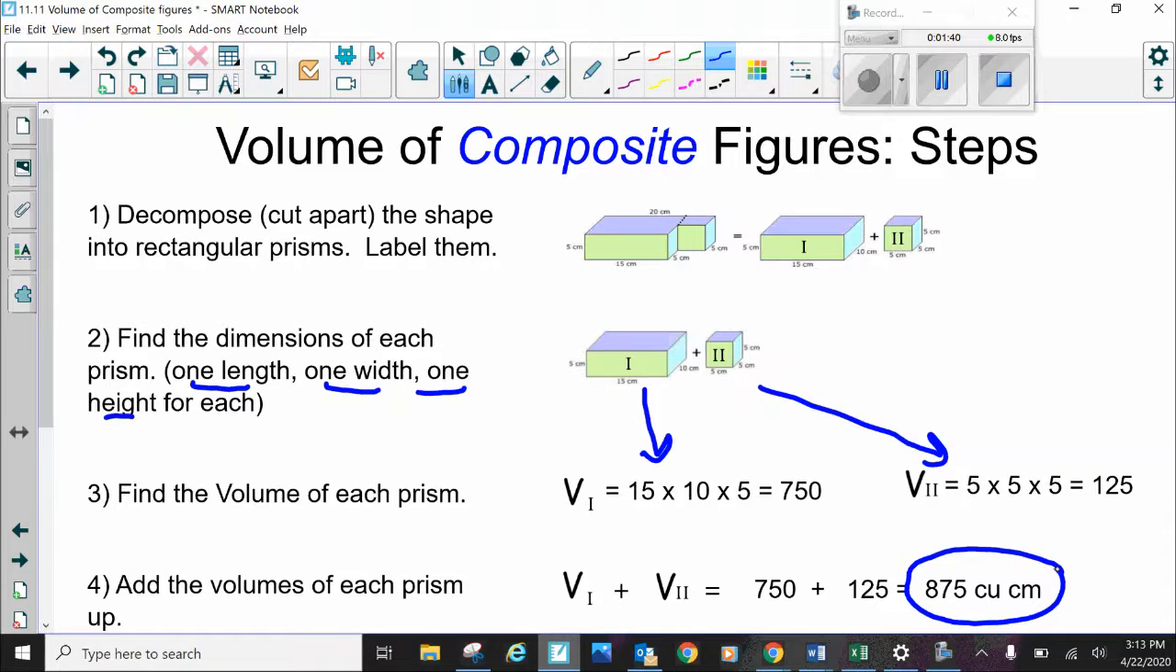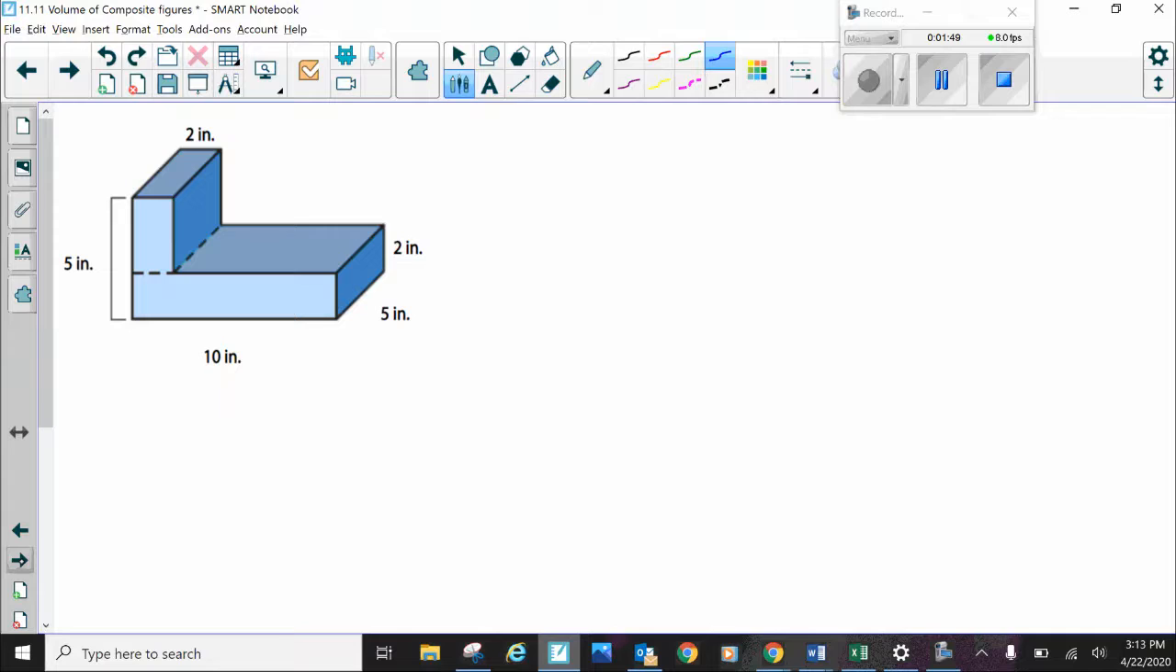Okay, so these are the steps we're going to follow. Let's take a look at another problem where it's a little bit more challenging, and I'll show you why. Okay, so this one, step one, we said we want to break apart the shape. Well, they've broken apart the shape already, so let's just label that. I'm going to label this as figure 1, and that's figure 2. So now remember, my goal is to find the volume of figure 1 and add it to the volume of figure 2. That's going to give me the total volume.